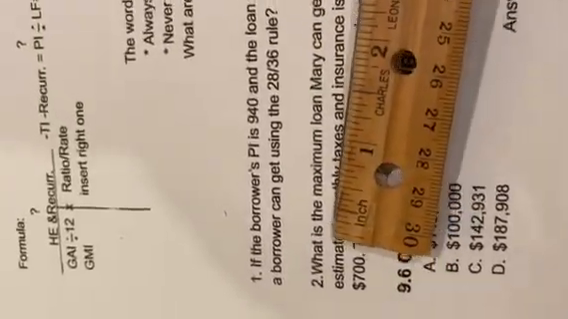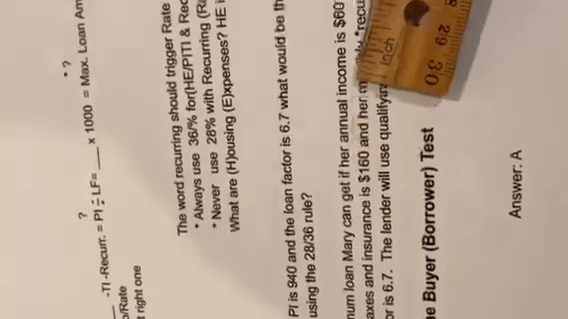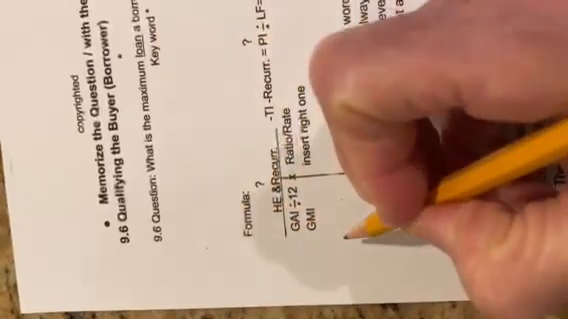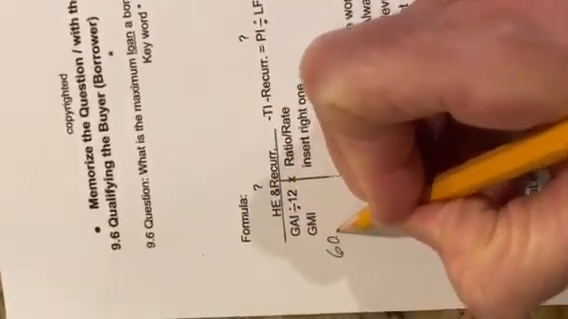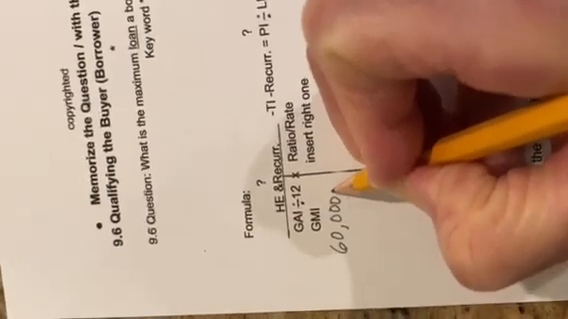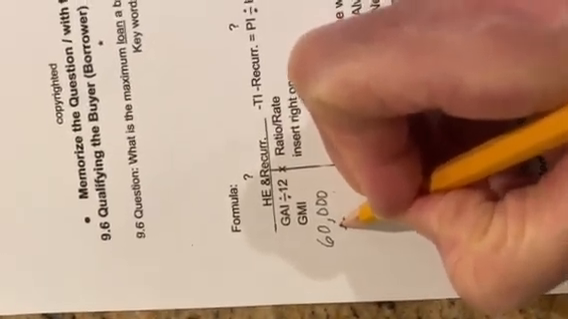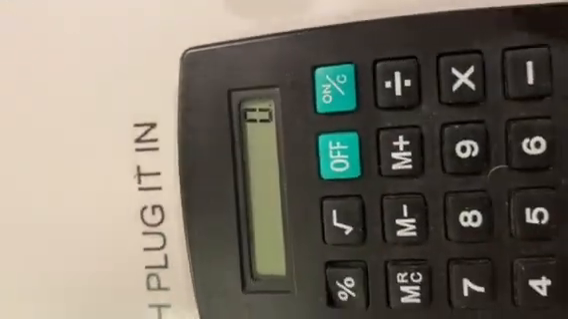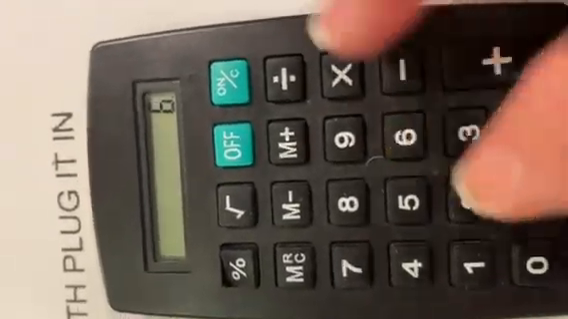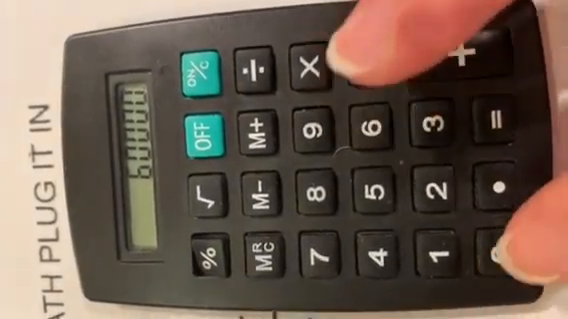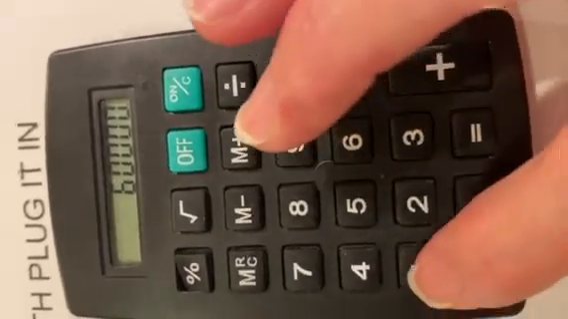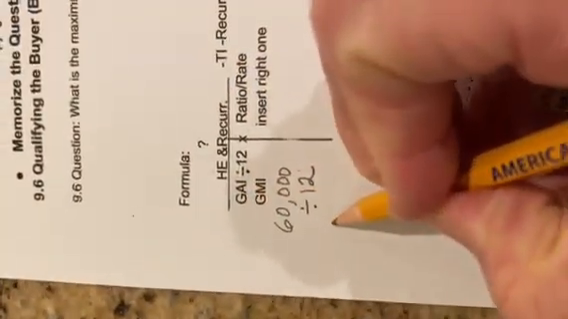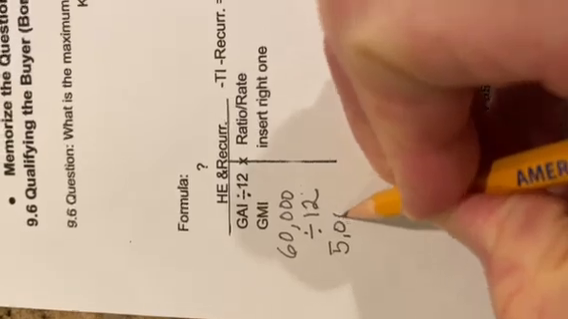Now, let's plug. What is the maximum loan Mary can get if her annual income is $60,000? And we know that the annual income is $60,000. So you want to write in $60,000 for your annual income. But we know it has to be in the form of gross monthly income. So you have to divide that by 12. Now, let's get your calculator and let's plug. 60,000 divided by 12 equals 5,000. So we have one side of our T-bar fixed, 5,000.